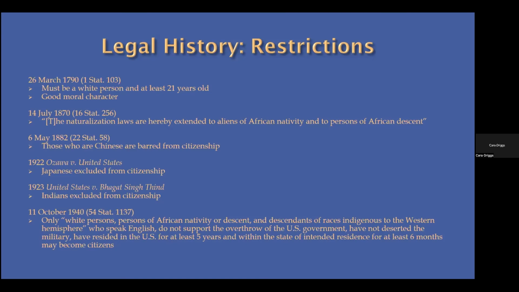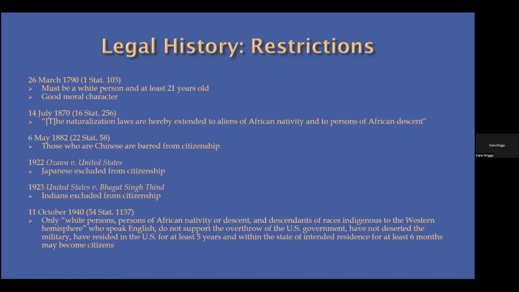Chinese were excluded based on the 1882 Chinese Exclusion Act. In the 1922 Supreme Court case Ozawa versus United States concerning Takao Ozawa from Japan, the court determined that white meant Caucasian. The 1923 Supreme Court case United States versus Bhagat Singh Thind resulted in the decision that individuals from India could not be naturalized. In fact, those who had been naturalized had their citizenship revoked.